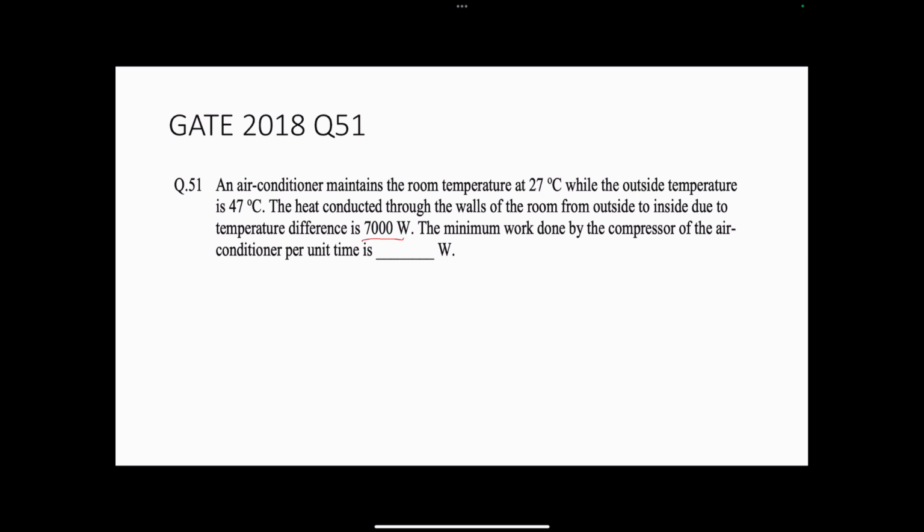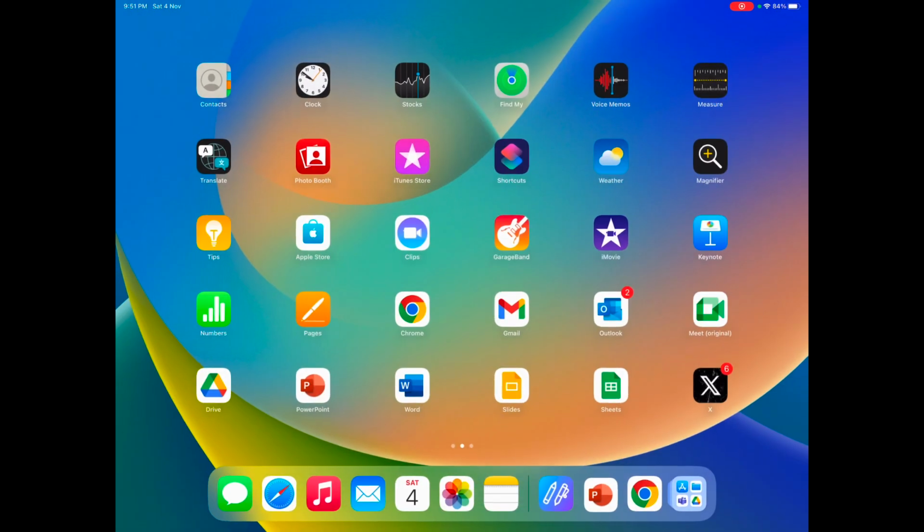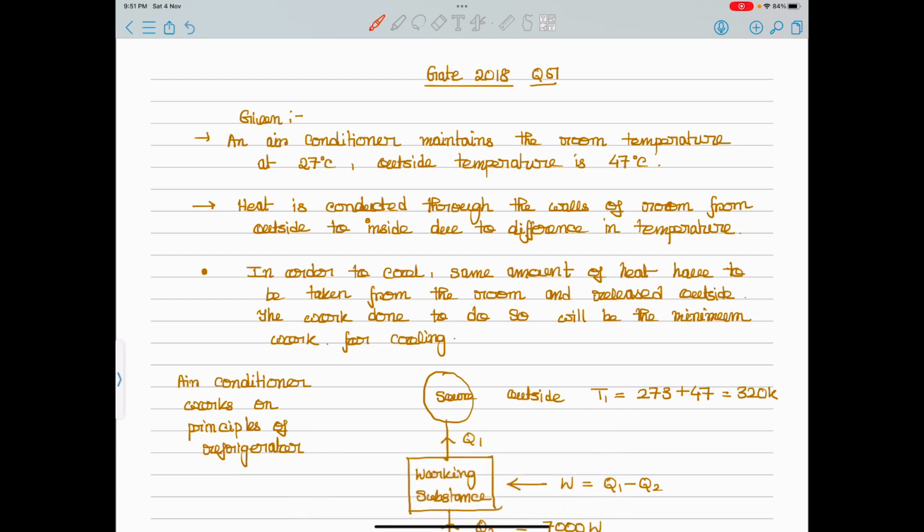So we need to understand how an air conditioner works. If you see the solution here, it is given in the question that an air conditioner maintains the room temperature at 27 degrees Celsius. So the room temperature is 27 degrees Celsius or 300 Kelvin, and the outside temperature is 47 degrees Celsius, which is about 320 Kelvin. Now heat is conducted through the walls of the room from outside to inside, obviously because there is a temperature difference. Outside it is 47 degrees Celsius, inside it is 27 degrees Celsius, and that creates a temperature gradient because of which the heat is flowing.